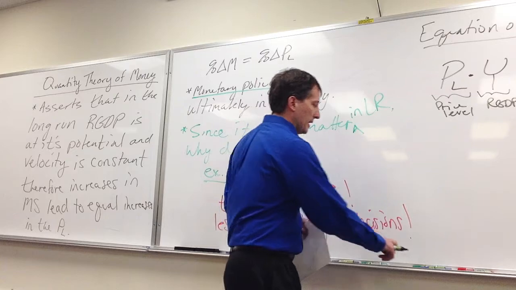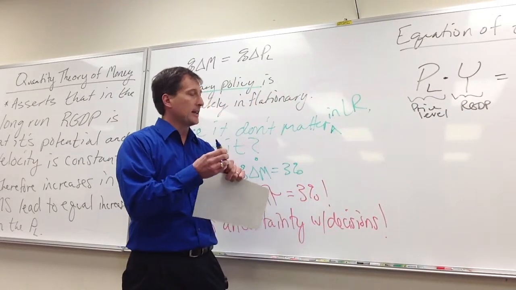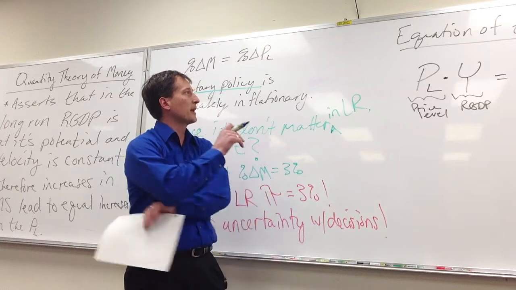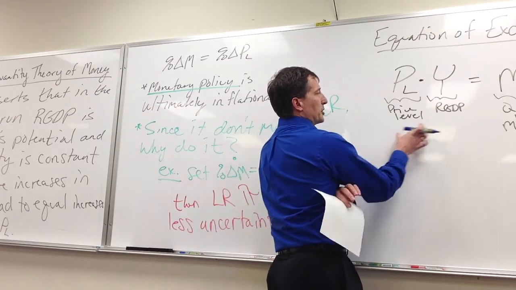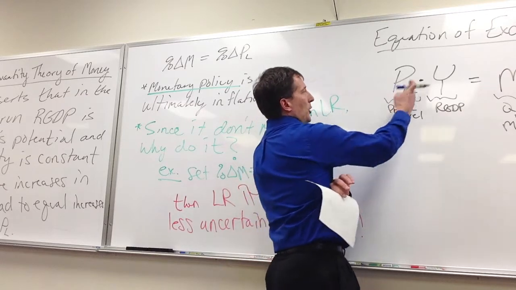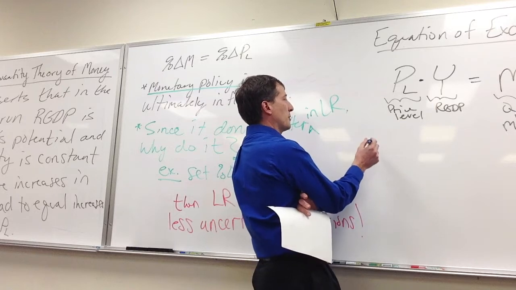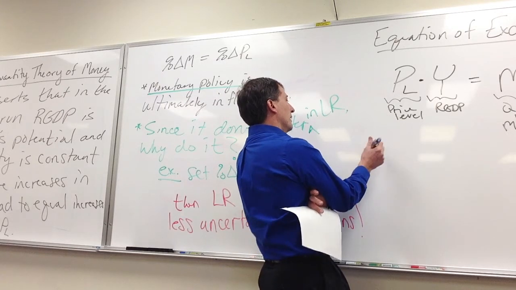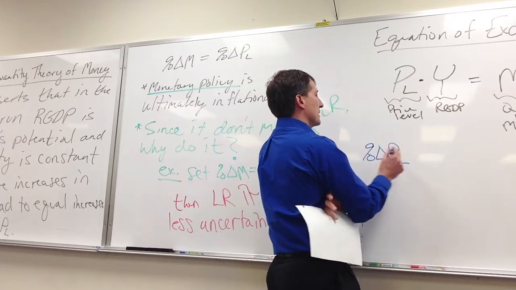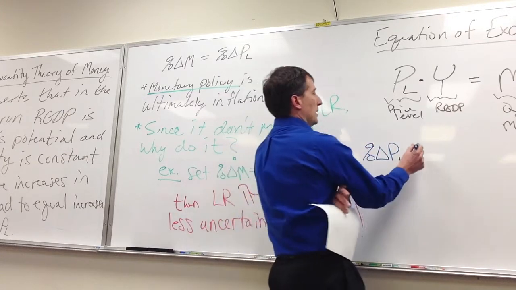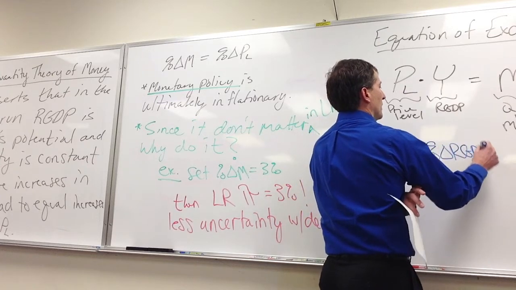I'm not going to derive any super sophisticated mathematical stuff here, but if we think about these in percentage changes, the multiplication ends up being an addition problem. So you can just take my word on that or look in the textbook. But we can think about the percentage change in the price level plus the percentage change in real GDP.